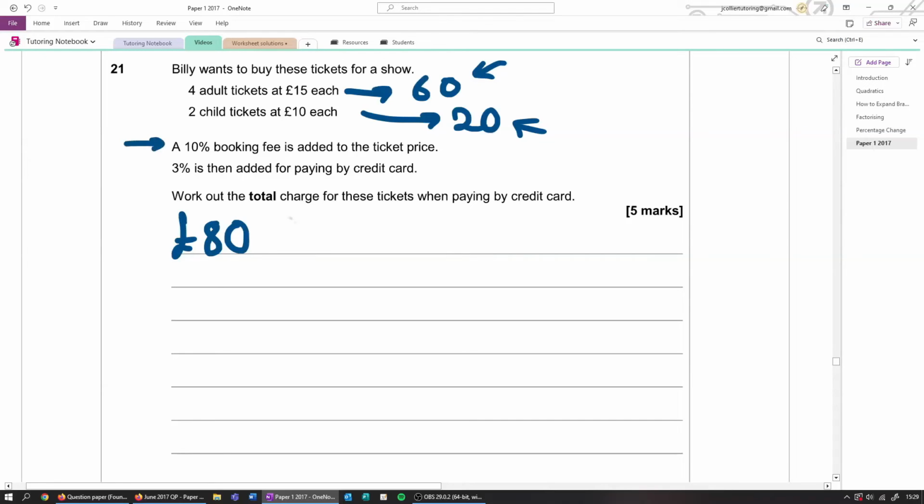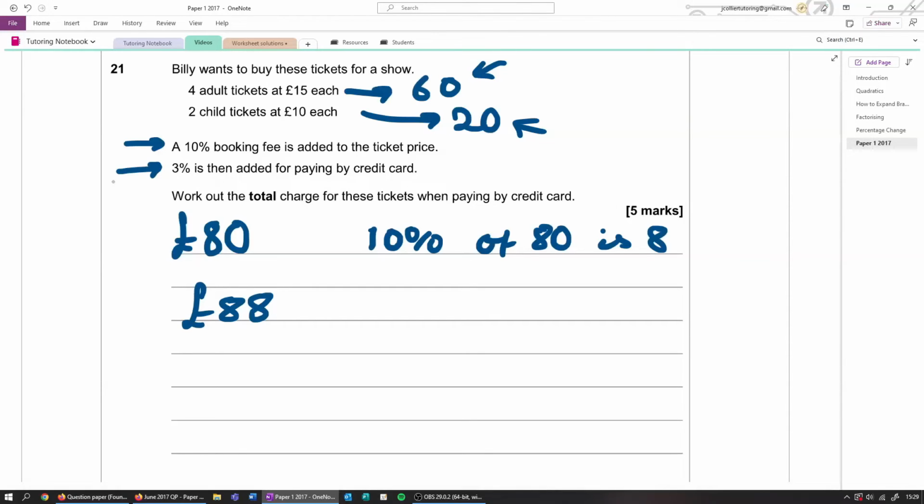Then a 10% booking fee is added to the ticket price. Okay, 10% of 80 is 8. So it increases by 10%, so it will go to 88 now. Okay, now this next step here, people would do 3% of 80 and add that on, but that's not what it's saying.